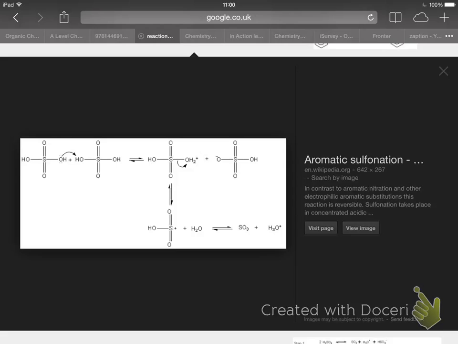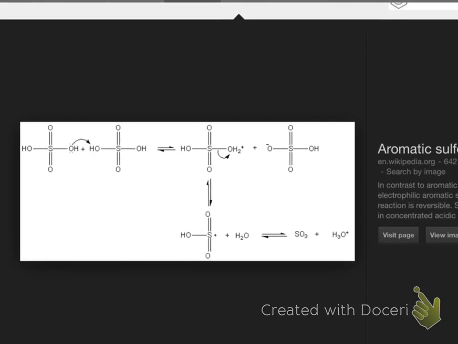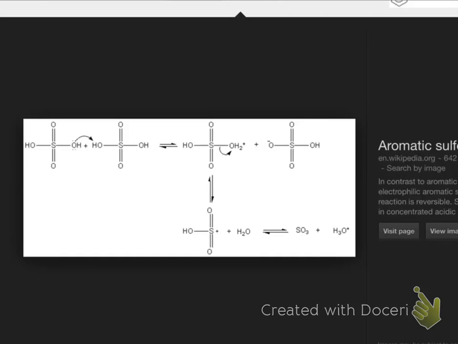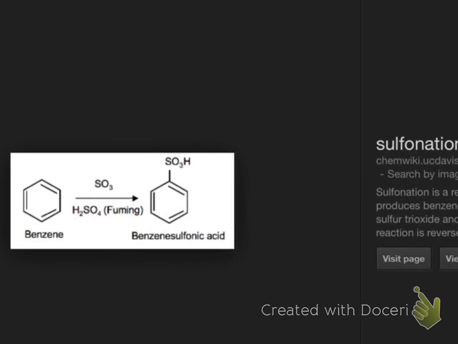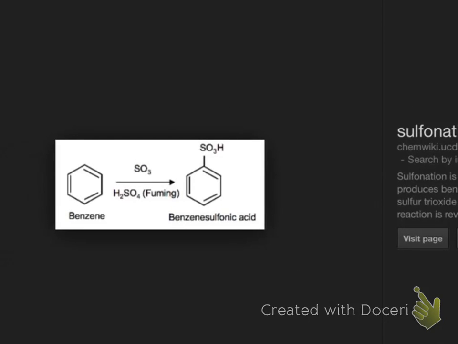And then we can also look at reactions with fuming sulfuric acid. So in my fuming sulfuric acid, I form an electrophile of SO3H plus. And that's formed by the lone pair deprotonating one of the OH groups and then forming OH2. And the OH2 acts as a leaving group to form my SO3H plus electrophile. And then this SO3H electrophile reacts with the benzene to form benzene sulfonic acid.